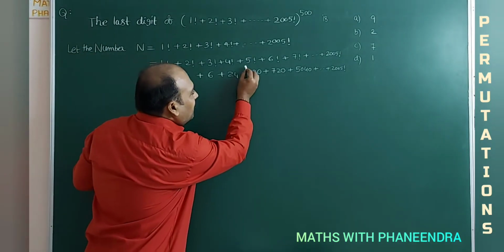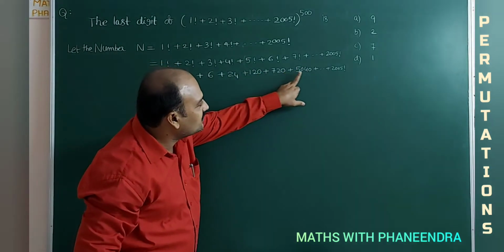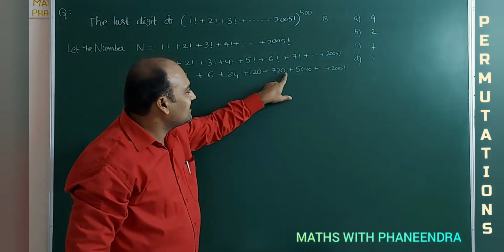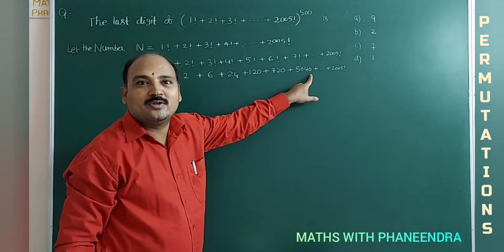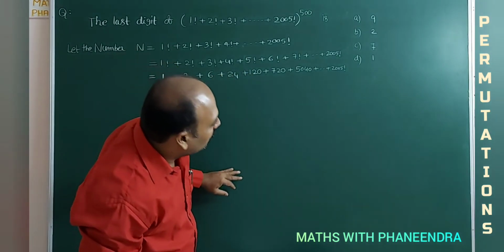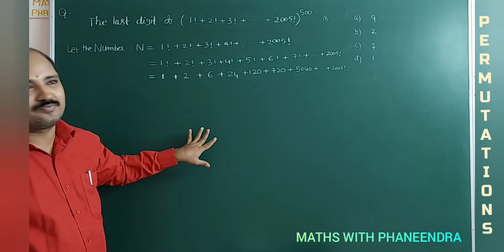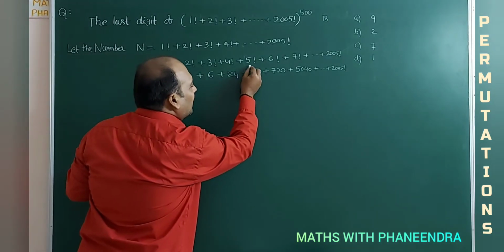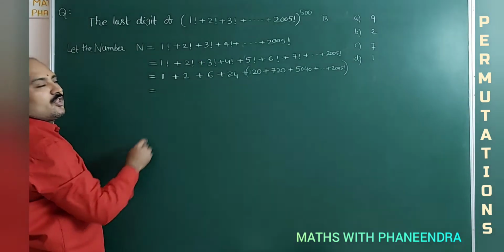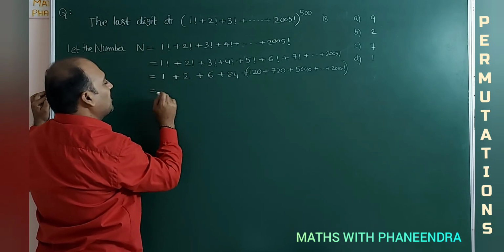Observe from here, from 5 factorial onwards, the last digits are zeros. So we can neglect them. Why? Because in our options there is no zero. So from here we can neglect. We can write it as 1 plus 2 plus 6 plus 24, that means 33.